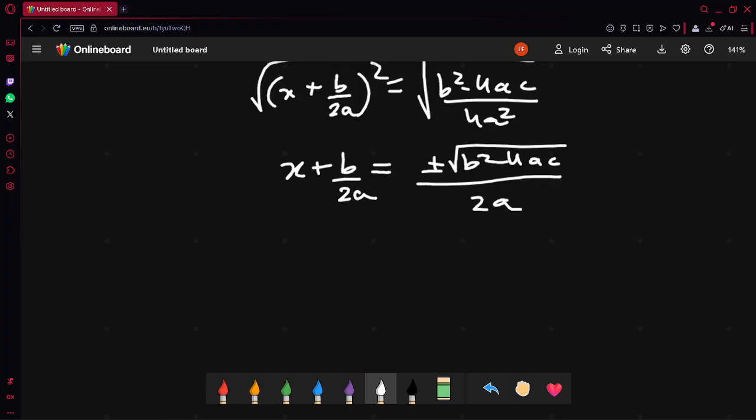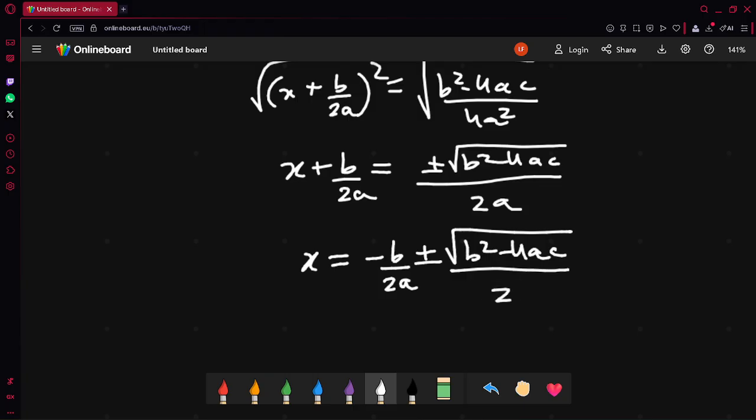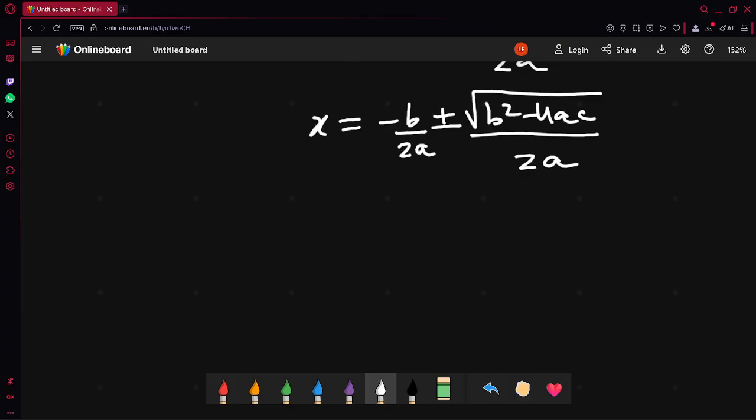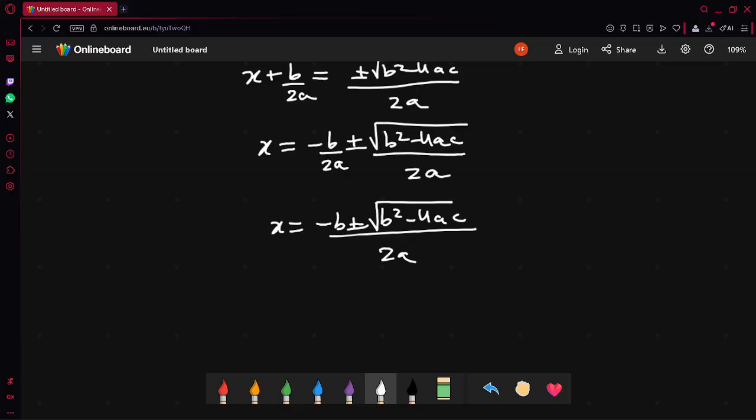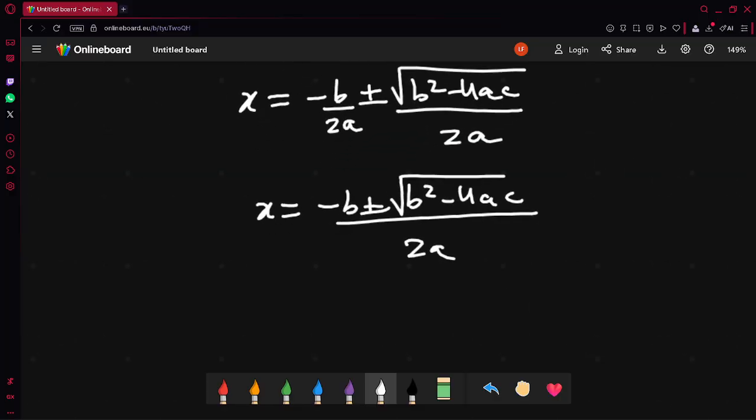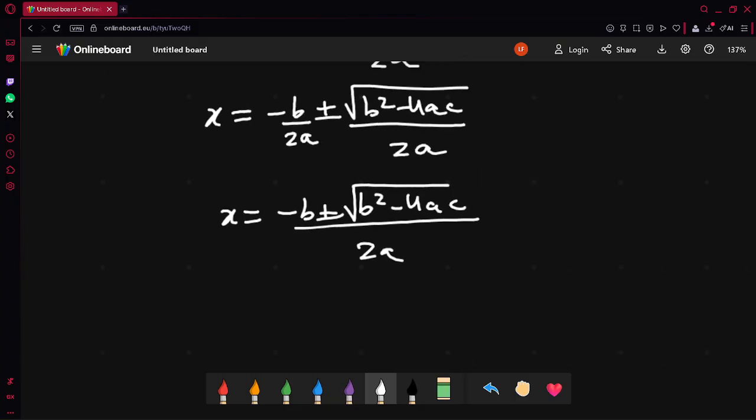And let's subtract b over 2a from both sides. And as you can see, the denominator is the same. So we're just going to join the terms on the numerator. And this is your quadratic formula. So from this, we can actually determine the relationship between roots and coefficients.